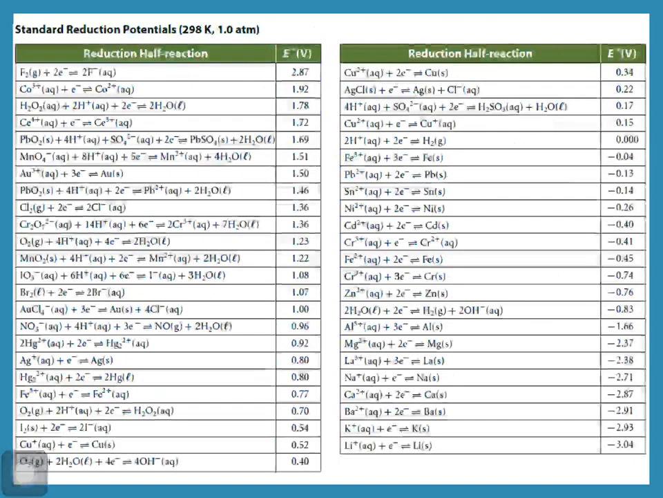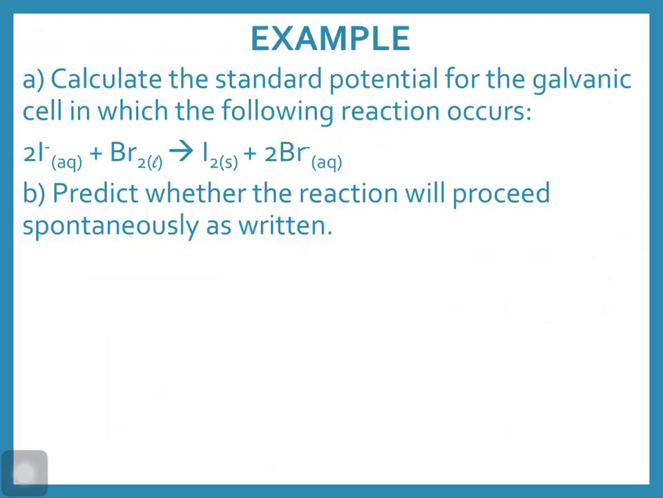So this is what the table looks like in the back of the textbook. And I've screenshotted just the couple that I need for the example question we worked through. Calculate the standard potential for the galvanic cell in which the following reaction occurs: 2 iodine ions and bromine become iodine and 2 bromine ions. And then predict whether the reaction will proceed spontaneously.